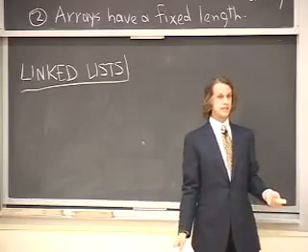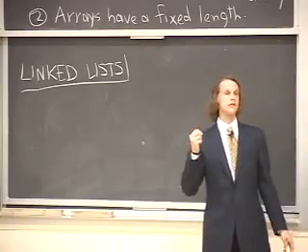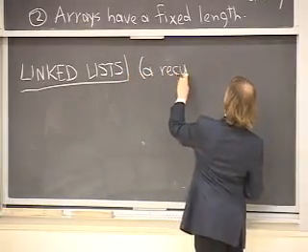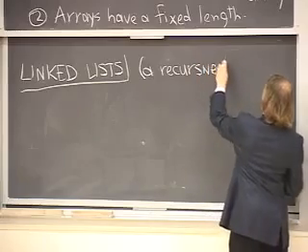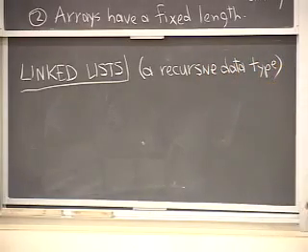So linked lists are built into Scheme. They're just a natural part of the language. But in Java, they're not. So in Java, you actually need to explicitly create them and define them yourselves. So we're going to define a linked list class. And this is going to be one example of a recursive data type.